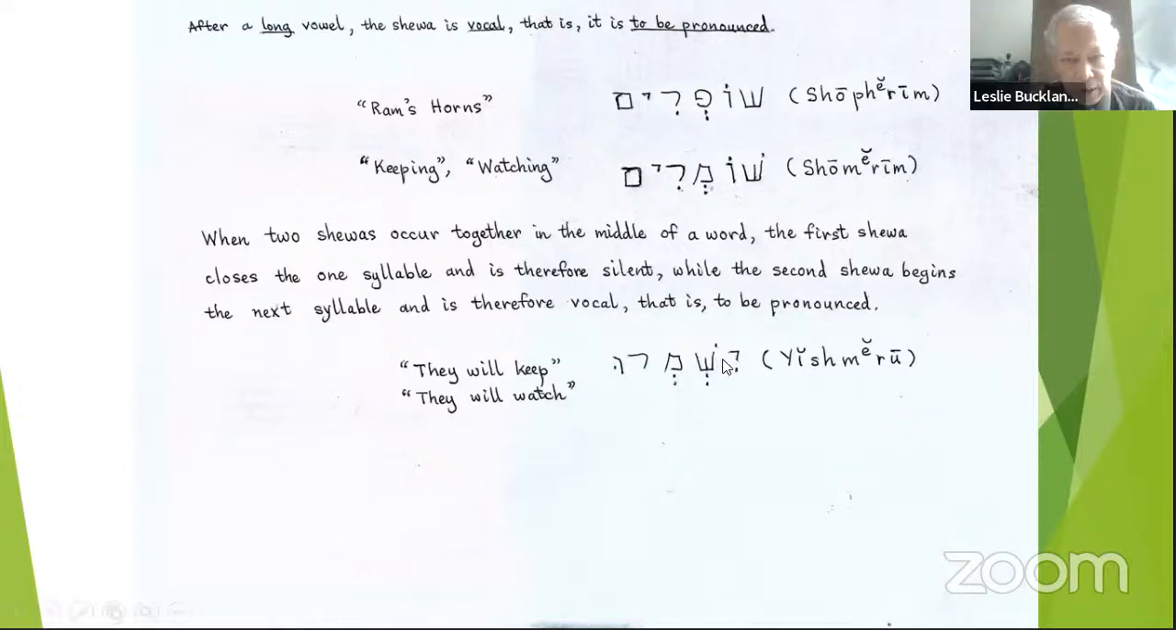And this one here, if two schwas come together in the middle of a word, the first schwa is not to be pronounced, but the second schwa is to be pronounced. So you have yish meru, not yishe meru, but yish meru. They will keep, they will watch.